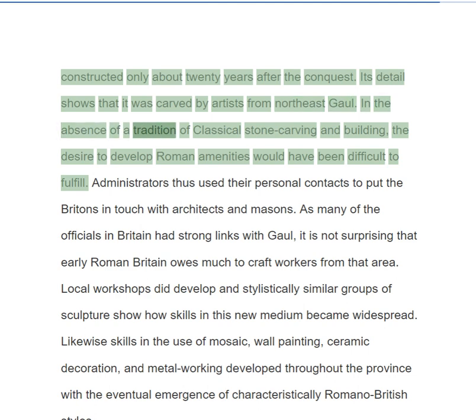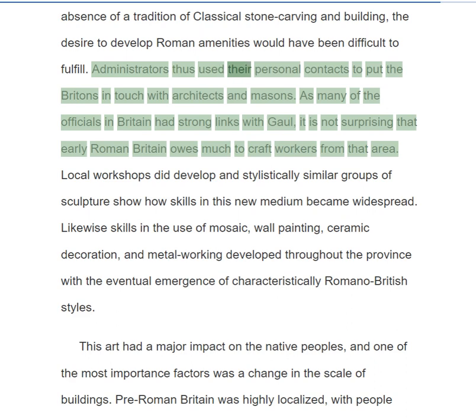In the absence of a tradition of classical stone carving and building, the desire to develop Roman amenities would have been difficult to fulfill. Administrators thus used their personal contacts to put the Britons in touch with architects and masons. As many of the officials in Britain had strong links with Gaul, it is not surprising that early Roman Britain owes much to craft workers from that area.